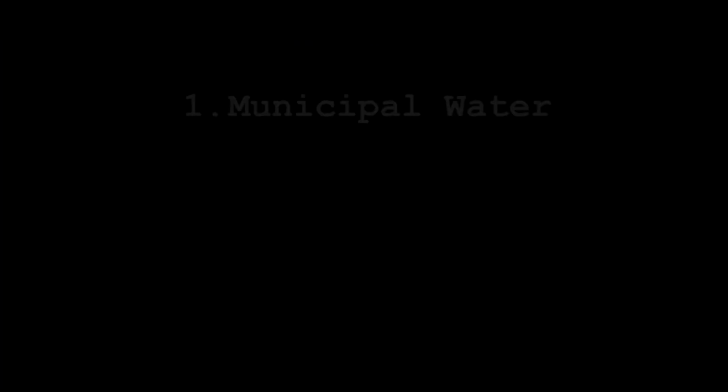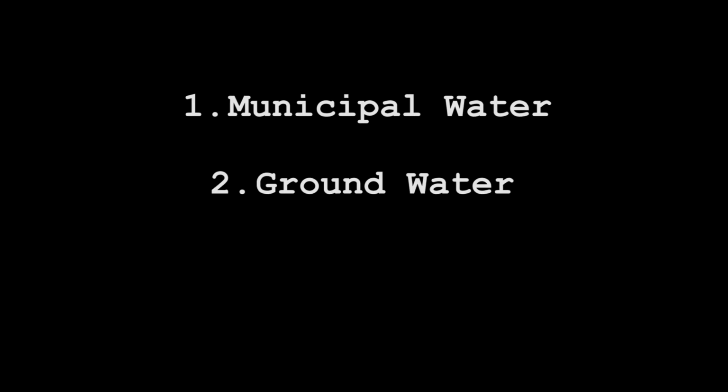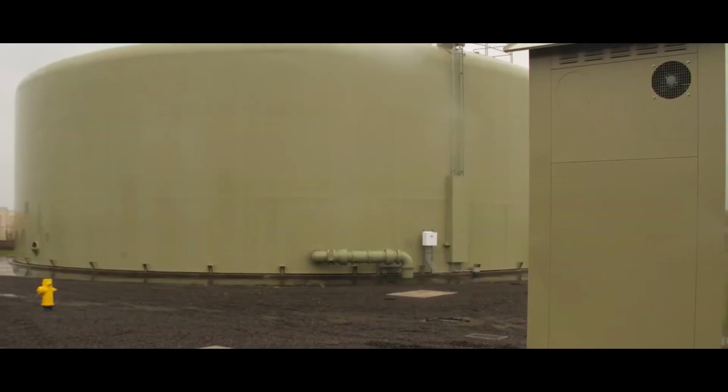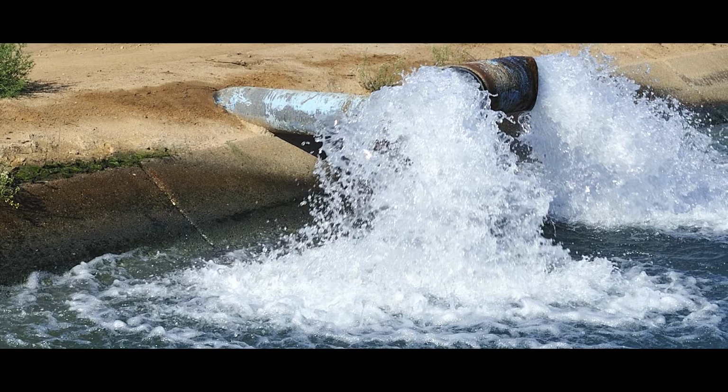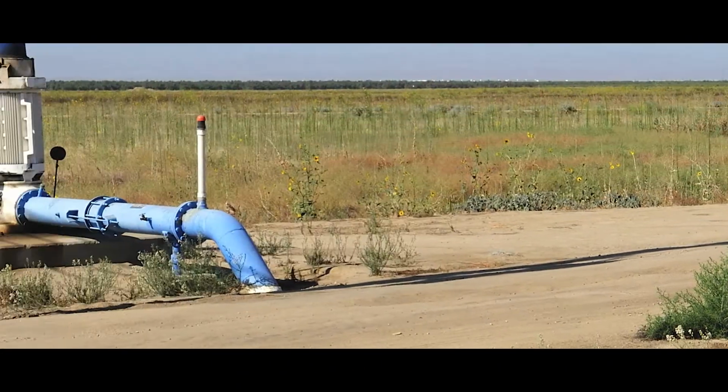Sources of irrigation water. There are 3 main types of water used for irrigation: municipal water, groundwater, and surface water. Municipal water is the safest water to use for irrigation. Groundwater is water from sources such as wells.